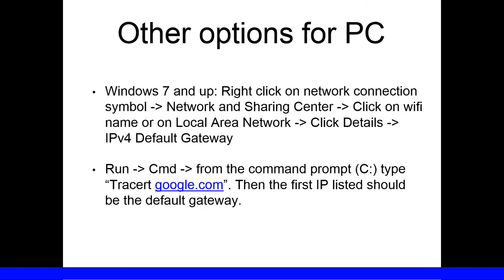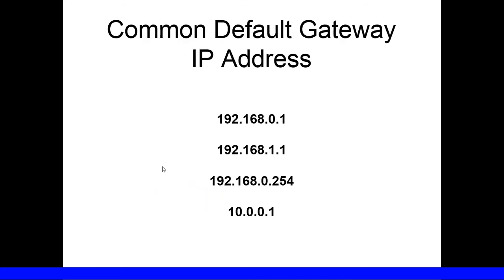So there's a couple other ways you can find that on Windows. I've put those up here, one for Windows 7. And if you do get into command and you don't want to run it with the ipconfig, you can also do a trace route, and you can trace a packet to just google.com, and the first place that packet stops will be your router. So the very first reading you get should be your default gateway.